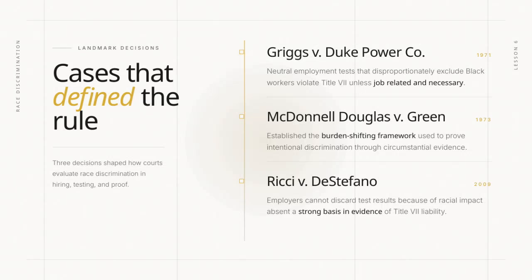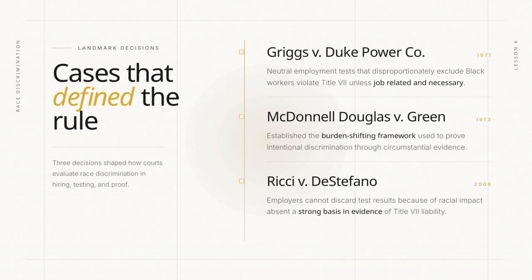Now, let's focus on some landmark decisions that have shaped how courts handle race discrimination, especially in hiring and employment testing. The first key case is Griggs v. Duke Power Co. from 1971. This decision established that employment tests which are neutral on their face but disproportionately exclude black workers are unlawful under Title VII unless the employer can prove the tests are directly related to the job and necessary. This was a significant step in recognizing the impact of seemingly neutral policies on racial discrimination.